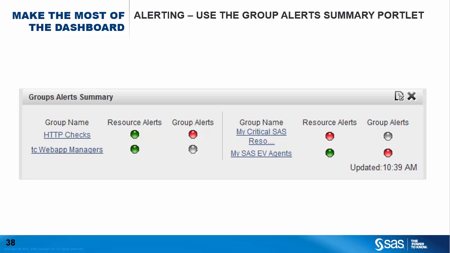As a contrast, notice that the custom group My Critical SAS Resources, consisting of the SAS Metadata Server and the SAS Object Spawner, cannot have a group alert at all since it's a mixed group. Therefore, the group alert's traffic light is blank. However, at least one of those resources has had at least one of its alerts fire, as indicated by the red traffic light under the Resource Alerts column. A final point to make is that if we fix any alert indicated in this portlet, then the red traffic light goes back to green immediately, unlike the other portlets which will continue showing alerts even after they're fixed, until the time window has been exceeded.